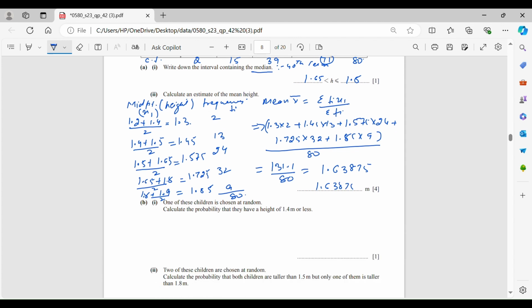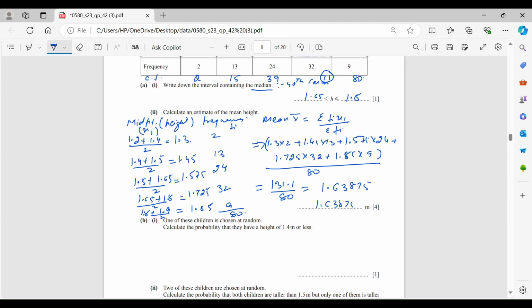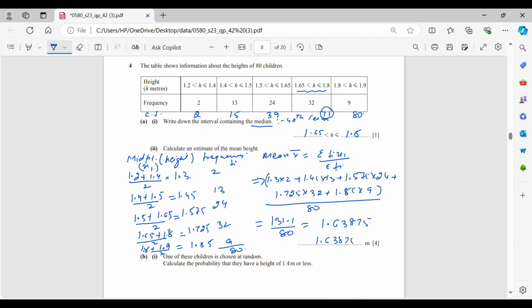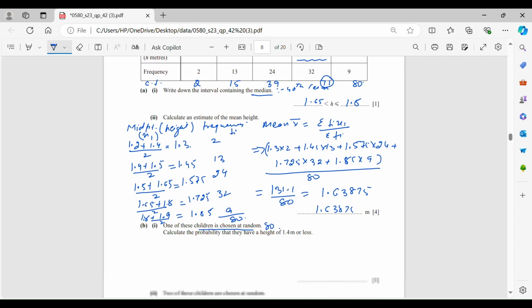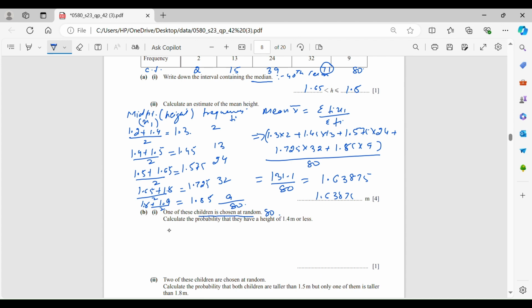One of these children is chosen at random. Calculate the probability that they have a height of 1.4 meter or less. So for 1.4 meter or less, the total number of children is 80, right? So 1.4 and less will be in this category. So that will be 2 children only. So 2 by 80, which will be equal to 1 by 40. So our answer is 1 by 40.